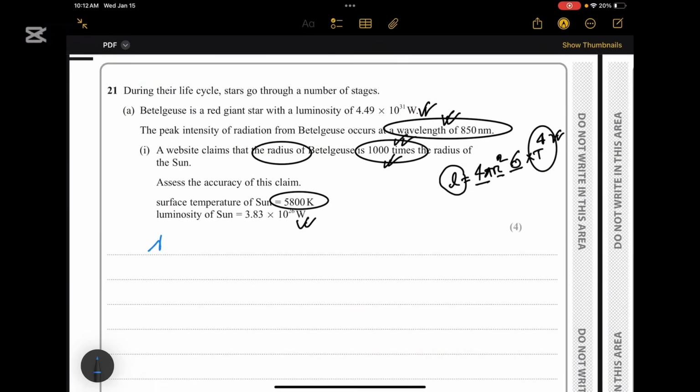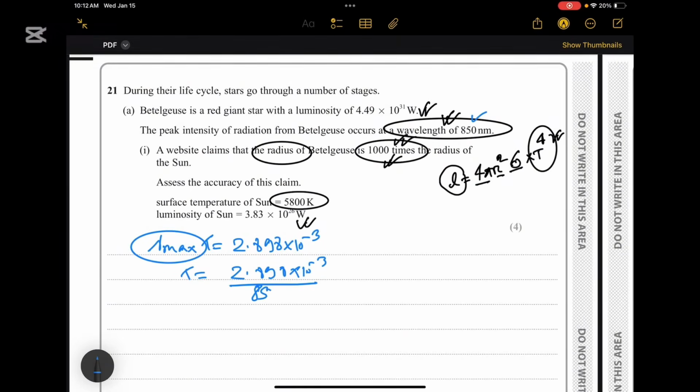We know lambda max T is equal to 2.898 into 10 to the power minus 3. Now the temperature will be 2.898 into 10 to the power minus 3 divided by the lambda max. They have given us the lambda max as 850 nanometer, and you need to convert it into meter: 850 into 10 to the power minus 9 meter. Now we will get our temperature, which is 3410. This is the temperature of Betelgeuse.